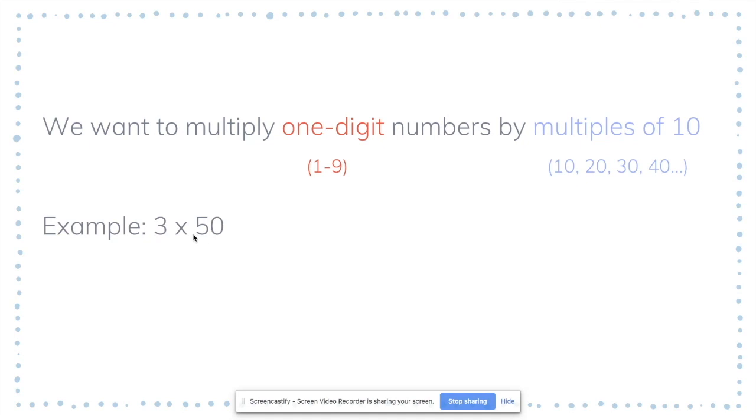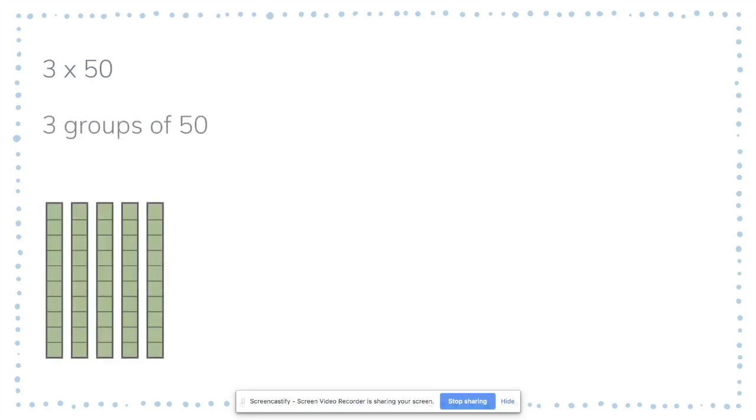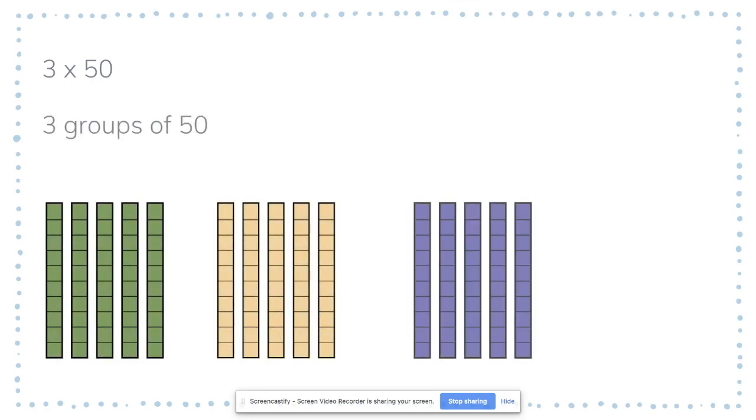So for example, 3 times 50. 3 is a one-digit number, and 50 is a multiple of 10. This is the kind of example of what we're trying to do. 3 pieces of candy for all 50 students. 3 times 50, or 3 groups of 50. Well, let's see what that looks like. 3 groups of 50. Well, I got 50, 50, and 50.